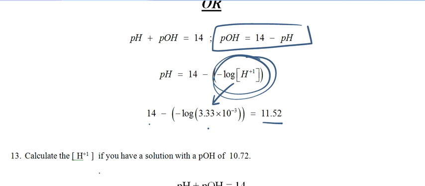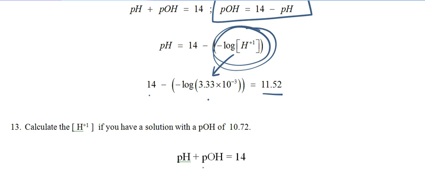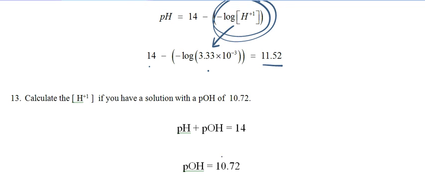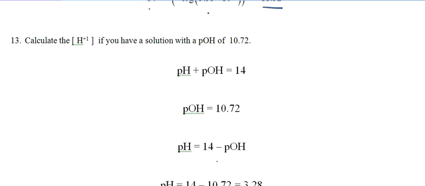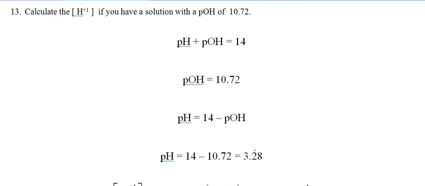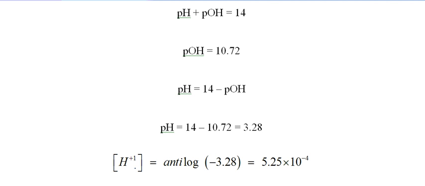Alright, 13, calculate the hydrogen concentration if you have a solution with a pOH of 10.72. I'd be willing to bet that most of you would do it this way. Just automatically find out what your pH is. So pH plus pOH equals 14. Your pOH was given as 10.72. Take the difference of the two, so we get a pH of 3.28. Then all we have to do is take the antilog of the negative pH value to get our hydrogen concentration.